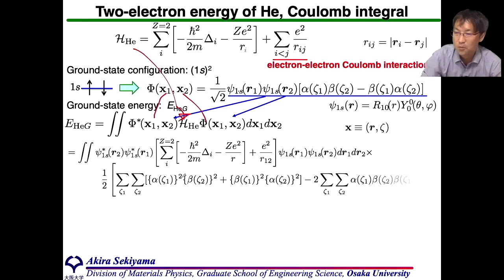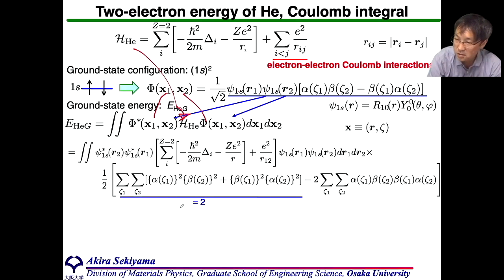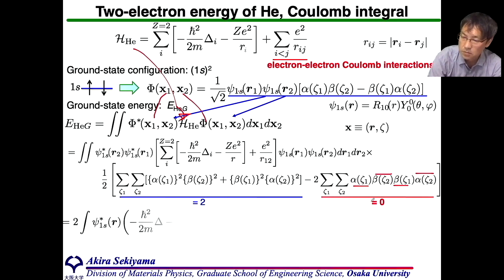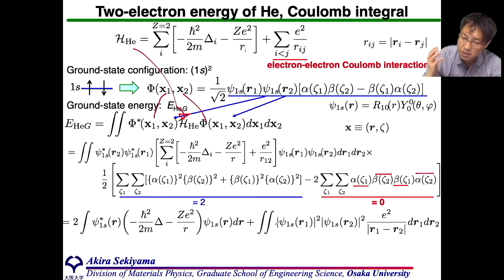The formula becomes so long due to the presence of the spin wave function. And we see the effect of the spin wave function. We can understand that this term gives a finite value of 2. On the other hand, due to the presence of the product of this one and this one and this one and this one, these terms give 0. Therefore, the total energy can be divided into this part and this part.